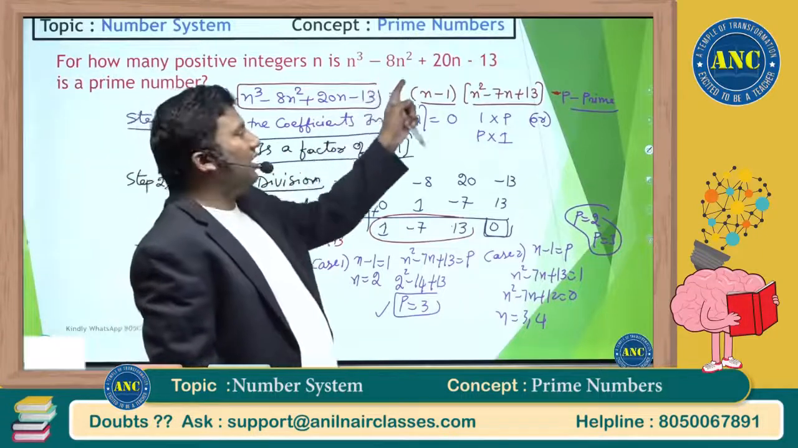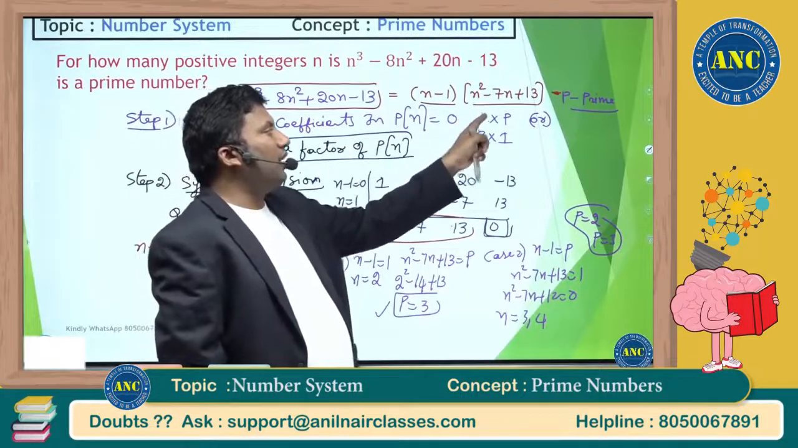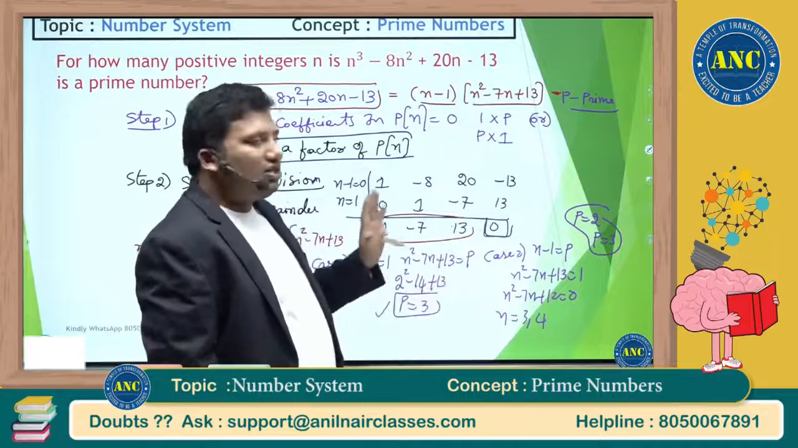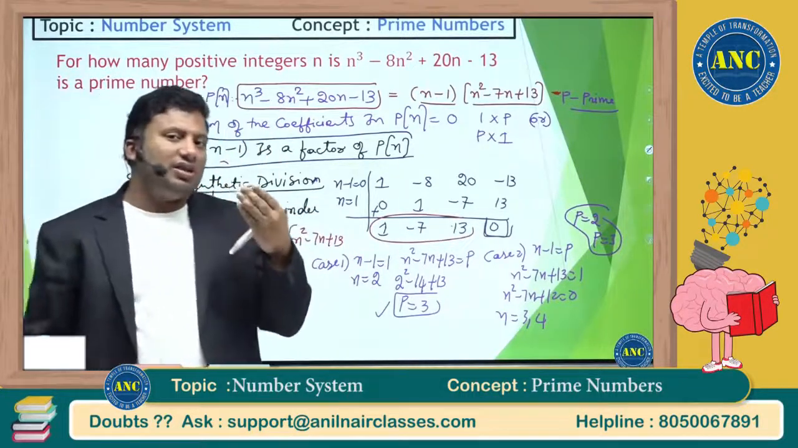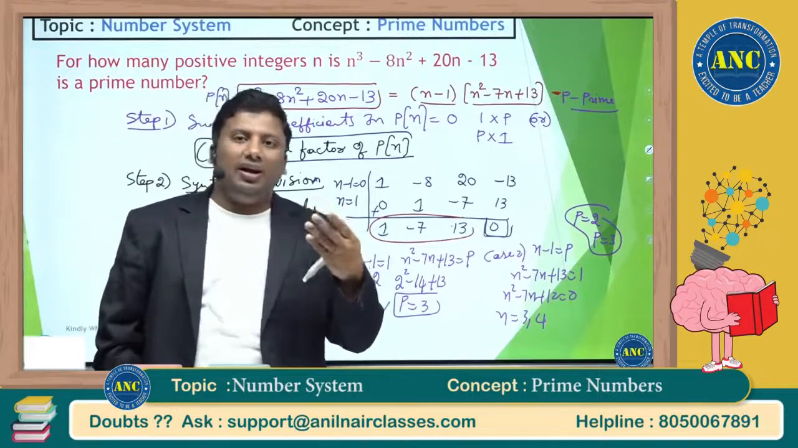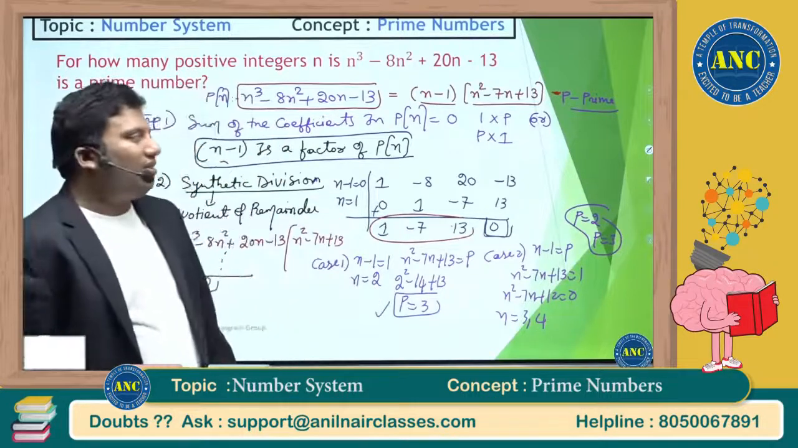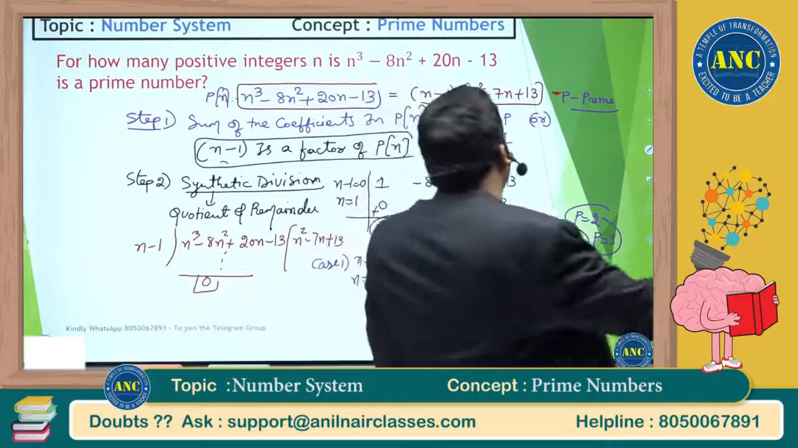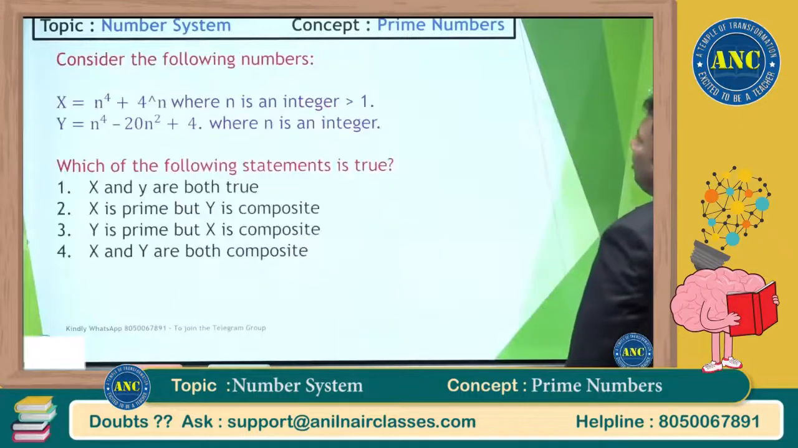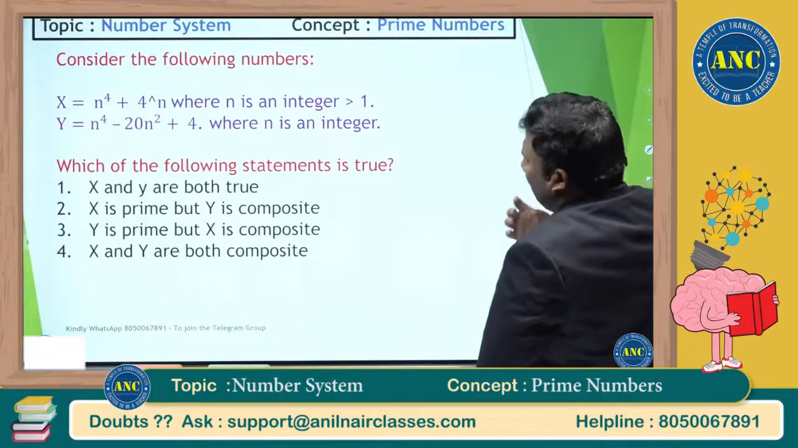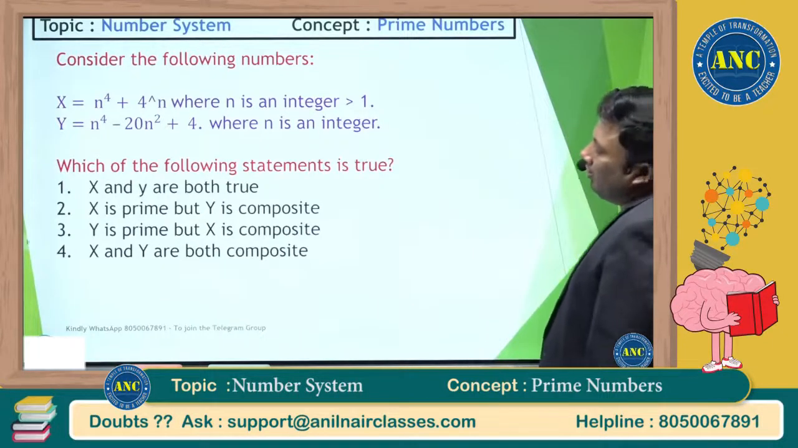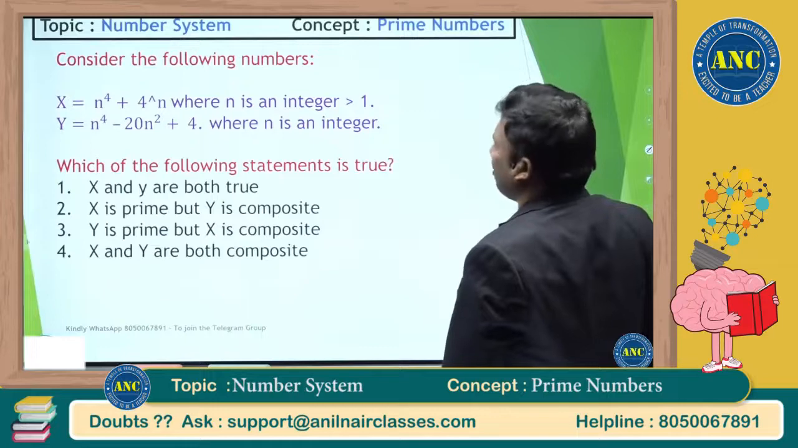Because this expression is a prime number, it should be 1 into P or P into 1. I substituted. If I get P as a prime number, then that value is the right value. If I get P as a composite number, then the value is an incorrect answer. I hope the quadratic we did, and the cubic also we did. Now, see here. Consider the following numbers, little advanced level questions.